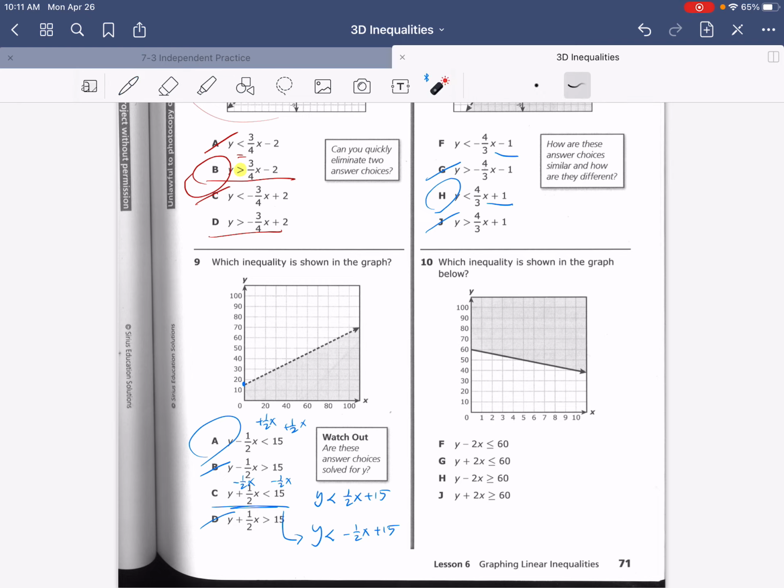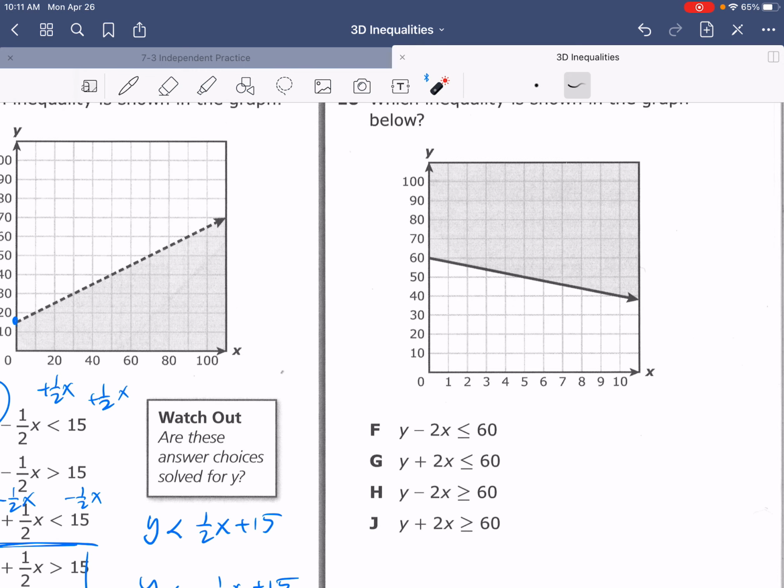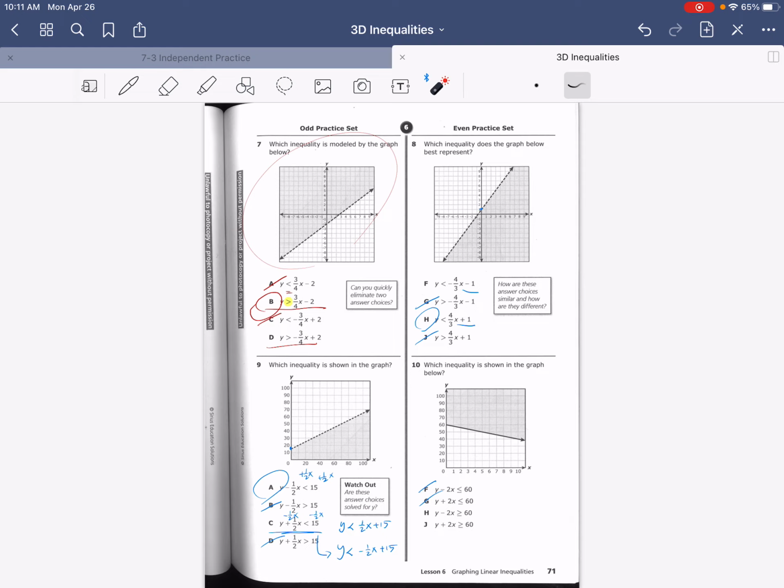Here, if you can eliminate two options, that's good. Even if you don't get how I found the final answer, you have to know how to eliminate two answers. So look at this one. Y-intercept is 60. All of them are 60. That's good. Shaded upward, which means each mouth should be opened toward y. So it's going to be H or J. You have to know how to get rid of these two options, okay? Because even if you do not know how to find the answer, at least you can get it by 50% chance.